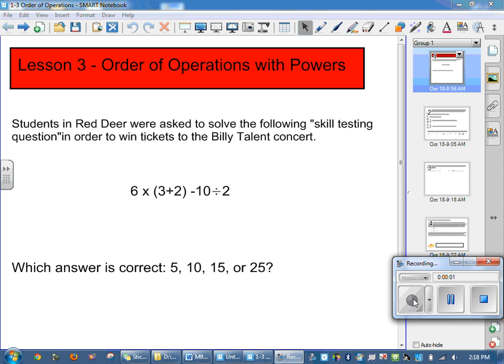We're just talking about order of operations with powers. All order of operations is BEDMAS, a fancy word to say BEDMAS. So you guys have been using BEDMAS for years.